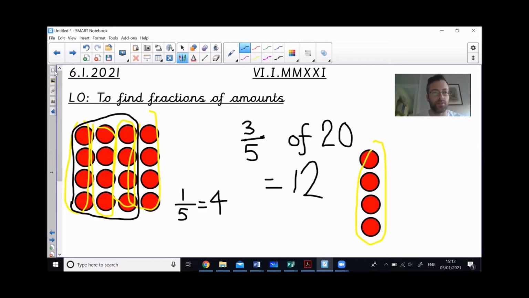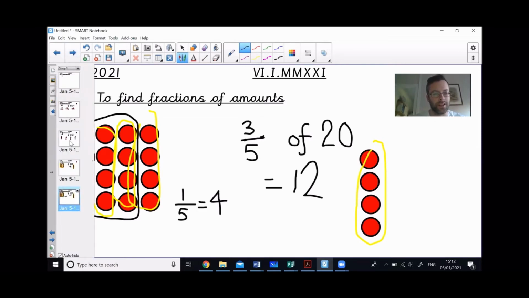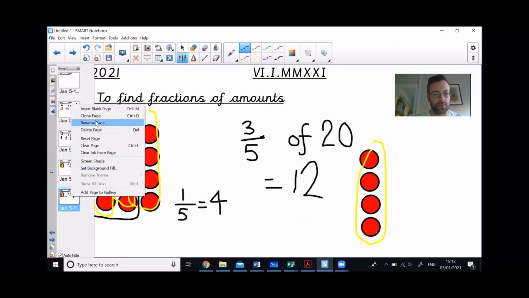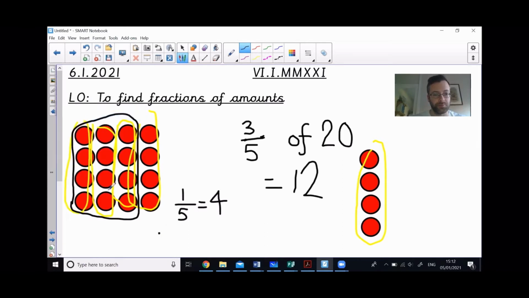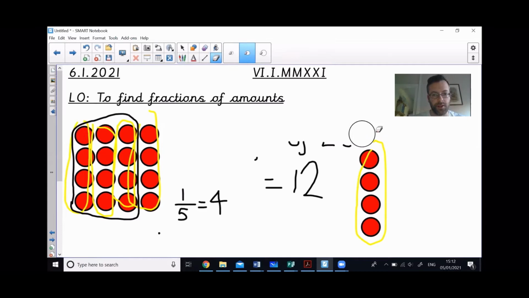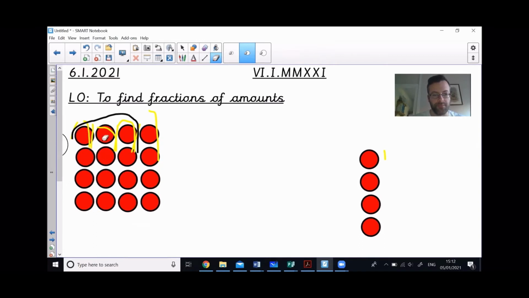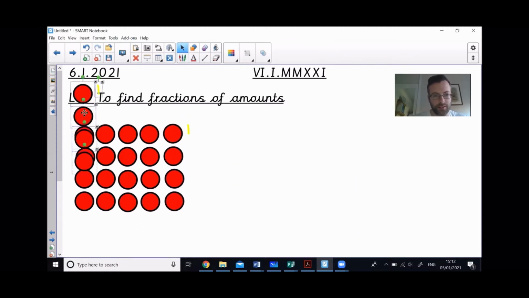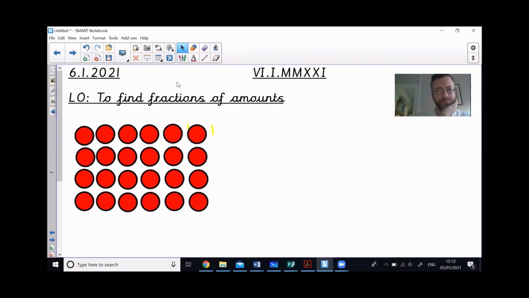Let's just look at one more of those. Let's duplicate that slide and do a bit of rubbing out because I made a bit of a mess everywhere. Don't mind me for a minute. Okay. So we've got 20, let's say that I add another 4. So I've now got 24 counters. And let's say that I'm asking you to find 4/6 of it. Okay, I'm asking you to find 4/6 of 24.